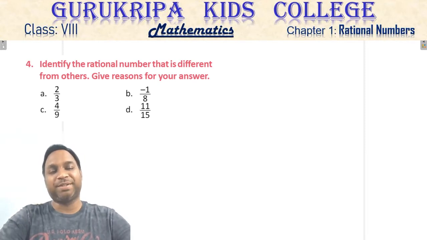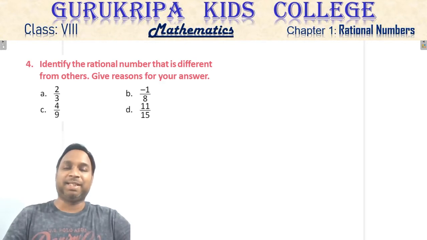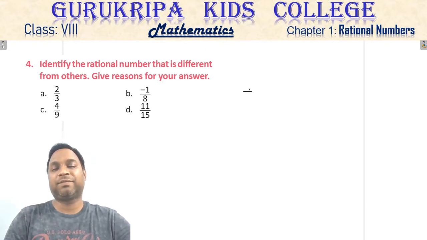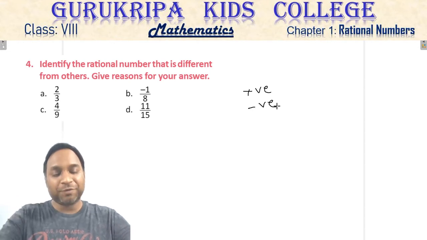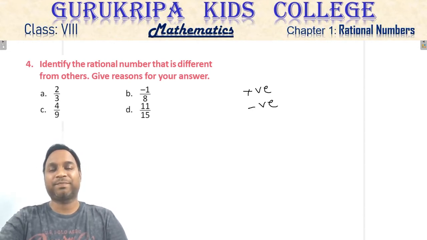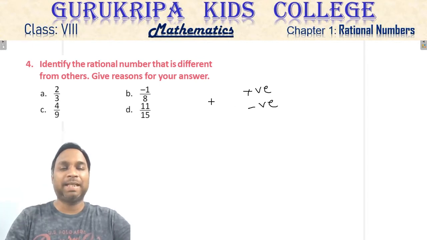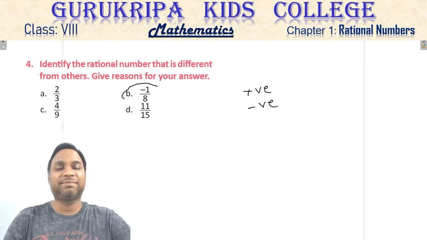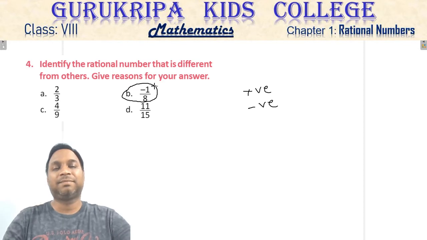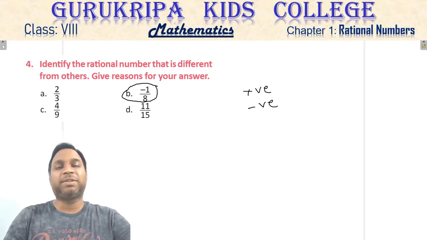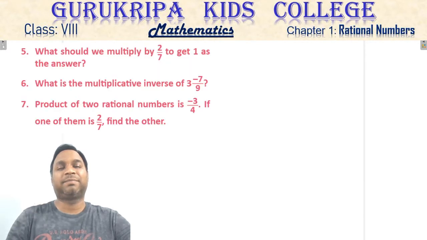How to decide which one is different? See, 3 numbers are positive and 1 number is negative. So of course the negative number is different. No? The negative number is different. And which is the negative number? B, minus 1 by 8. Okay? So this is the different number.